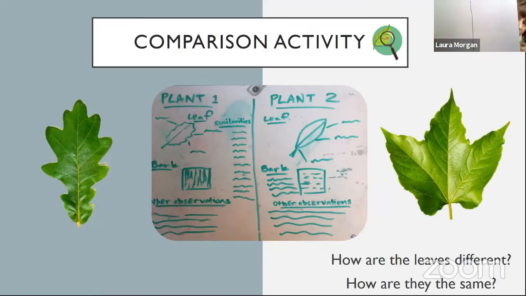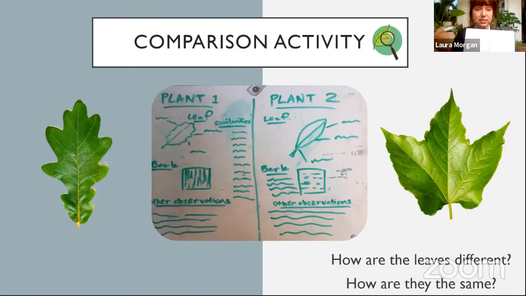Just kind of like this picture in my PowerPoint. And I want you to compare the 2 leaves that you brought. I also have 2 leaves on my PowerPoint, so if you don't have 2 leaves with you, you can use the ones on the screen as an example. So you can use the shape of the leaf, the smell, the feel, to compare the leaves. How are they different? How are they the same?